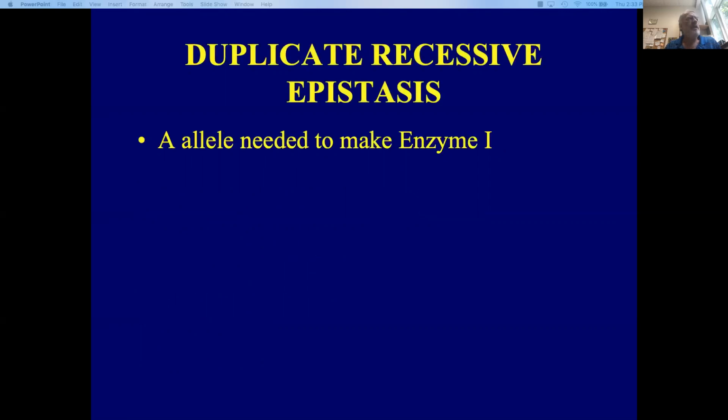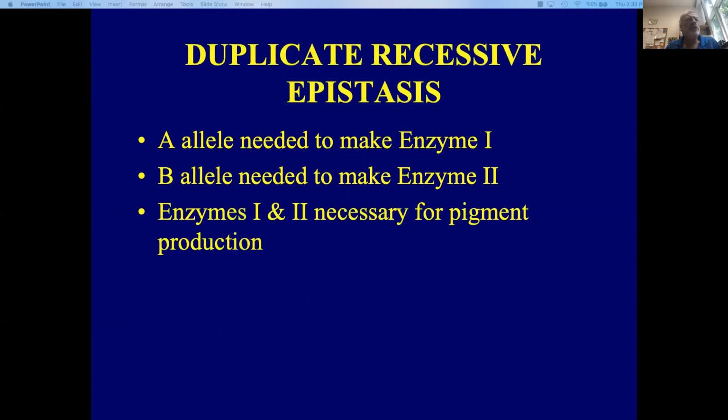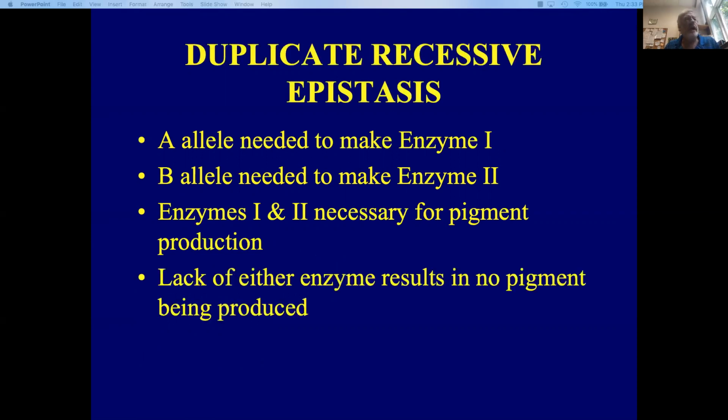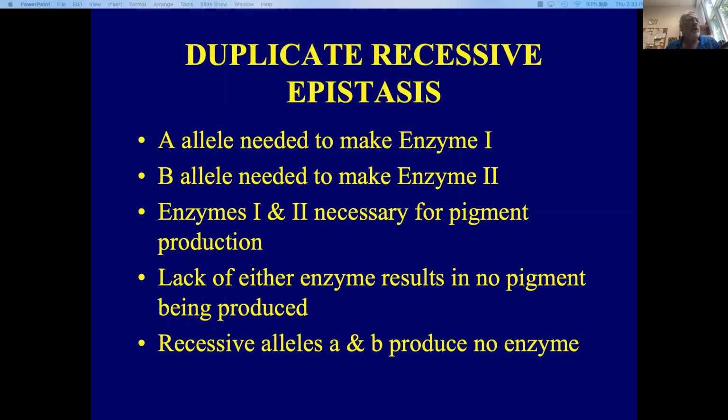So the A allele is needed to make enzyme 1, the dominant B allele is needed to make enzyme 2. Both enzymes are necessary for the production of the pigment in the snails, and the lack of either enzyme produces pigmentless snails or albino snails. So recessive alleles at A and B produce no enzyme, hence the term duplicate recessive epistasis.